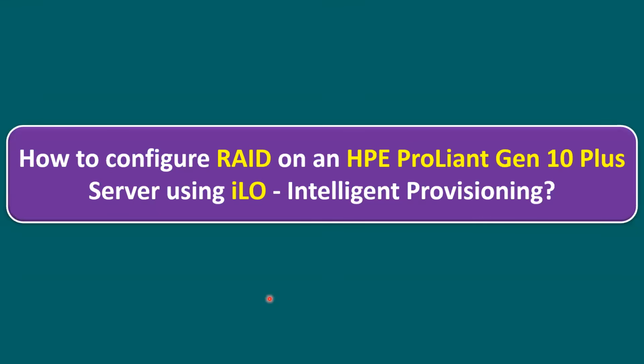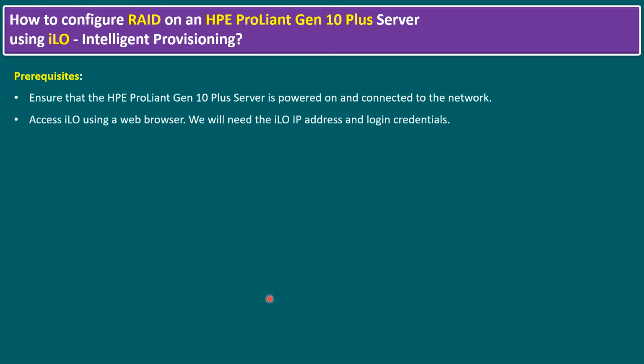Okay, and here are the prerequisites. Before we start the RAID configuration, we should ensure that the HPE ProLiant Gen 10 Plus server is powered on and connected to the network, and access iLO using a web browser. We will need the iLO IP address and login credentials. These two are the key requirements before we configure RAID.